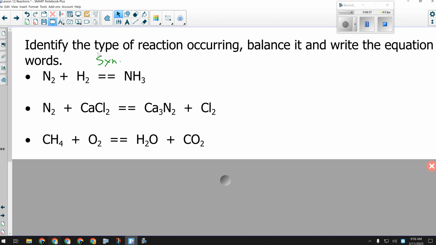All right, what about the second one? I have an element reacting with an ionic compound. It's producing a different ionic compound with a different element. Single replacement, yep. All right, what about the third one? I've got a hydrocarbon reacting with oxygen, and it's producing water and carbon dioxide. Only one reaction type produces water and carbon dioxide. Combustion. Yeah, this is a combustion reaction.